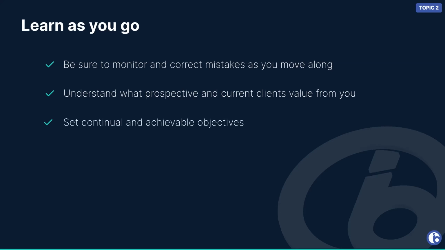Next, set continual and achievable objectives. Okay, we do not want to become stagnant. That's one of the most dangerous things that we can do in business, is just stopping dead. Now, a great example of this is if we set ourselves an original example of, let's just say, 10 clients. So we want to reach 10 monthly clients. Now, we work very, very hard to do this.